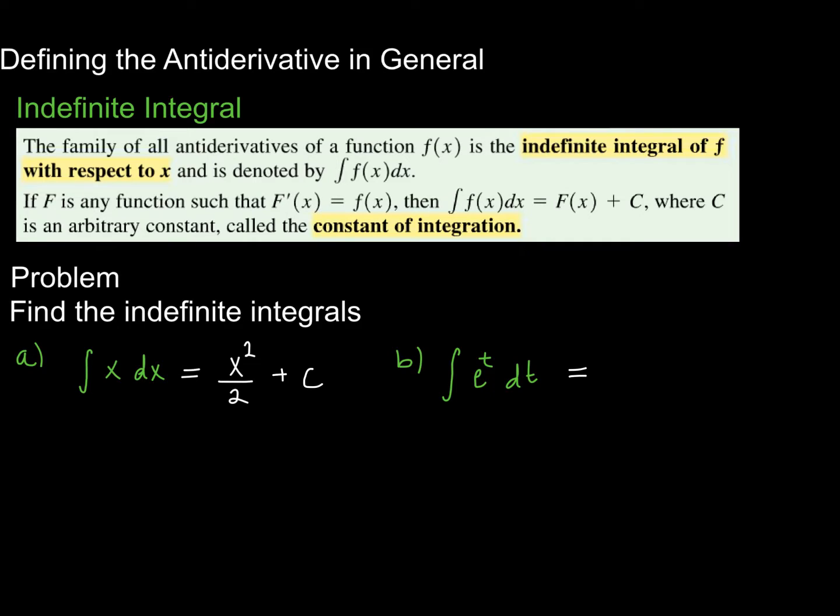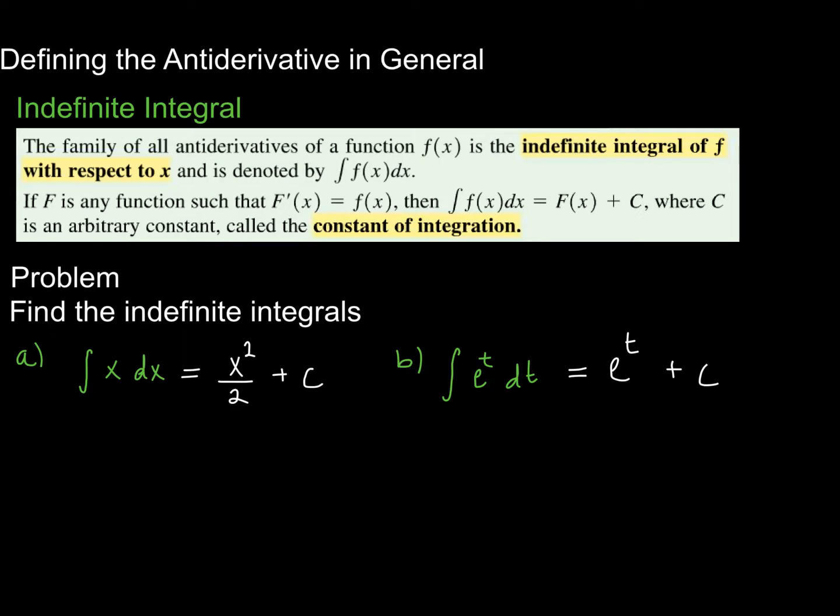Similarly, over here, I need something that when I take the derivative of it will be e to the t. Luckily, the derivative of e to the t is e to the t. So this is simply going to be e to the t plus c. And so what each of these represents are the way that every single antiderivative of this function will look. All that will change is the constant that I add on at the end. And we'll see that these constants have quite a bit of meaning in real life.